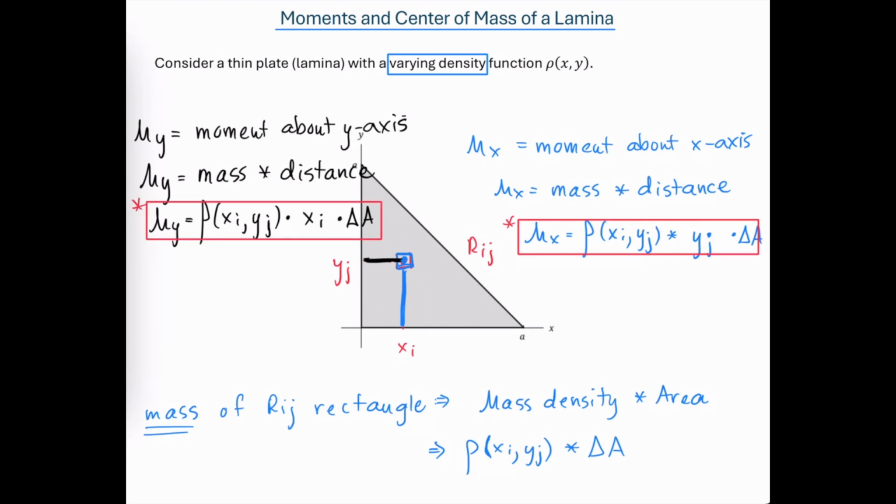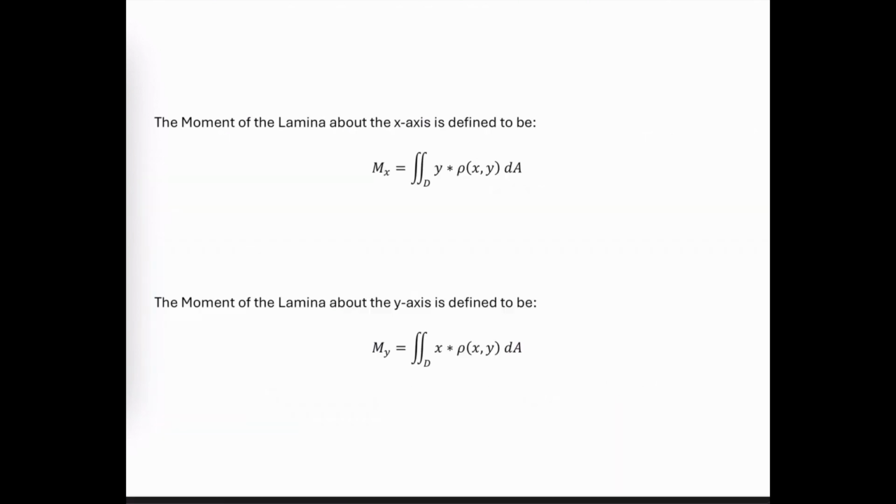And now in order to get the moment of the entire system, we need to add up infinitely many different little tiny rectangles. And this is where our double integrals come into play. So the moment about the x-axis is going to be considering the mass of that little tiny rectangle multiplied through by the distance that rectangle is away from the x-axis, which is a y-coordinate. The moment about the y is going to be the mass of the little tiny rectangle multiplied through by the distance that that rectangle is away from the y-axis, which is an x-coordinate.